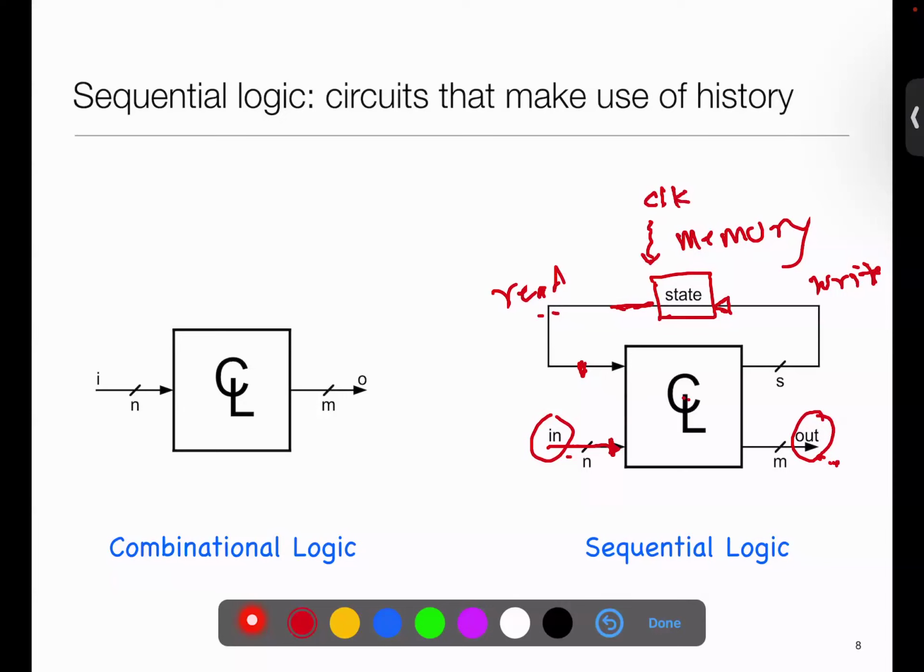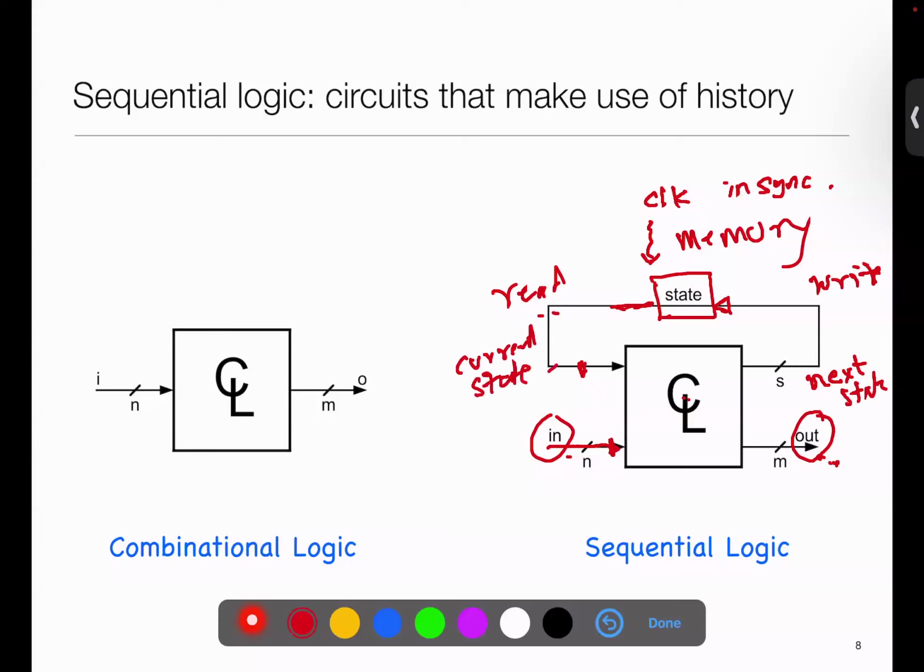Yeah, go ahead. Can state count both as an input and output? Can you repeat the question, please? Oh, state can be counted both as an input and as an output. Correct. So you can think of this as the next state. We'll see that term shortly, and you can think of this thing as the current state.